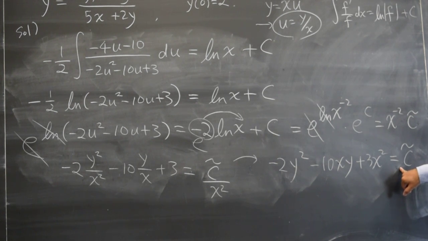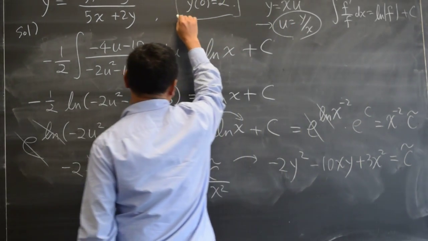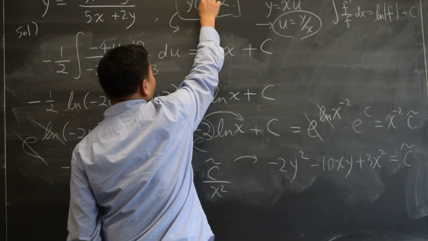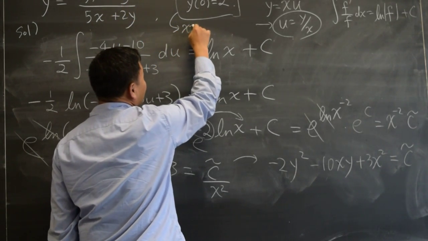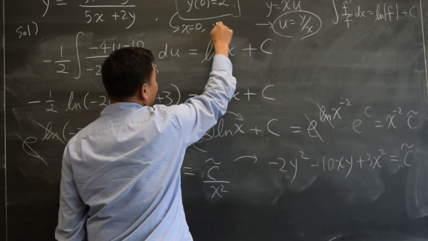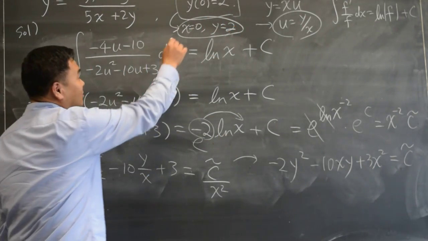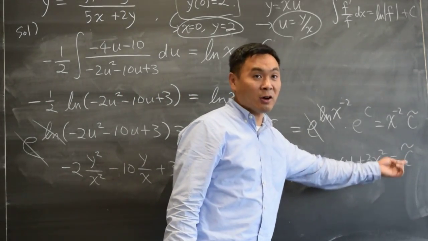y of 0, right? y of 0 should be 2. So how do we interpret this? We didn't make this satisfy, so what does this really mean? See, what's plugged into y? x. x goes into y, so this really means when x is equal to 0, y is 2. So when x is 0, y has to be 2. That is going to determine the value of c tilde.